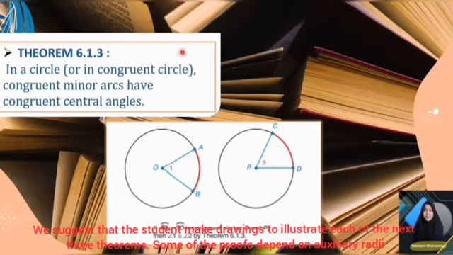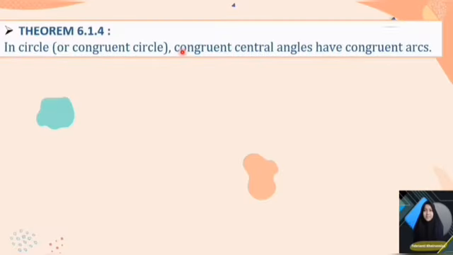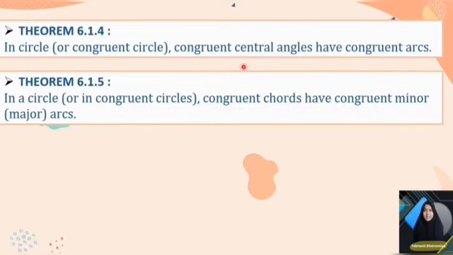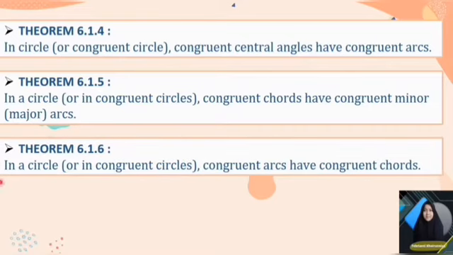Some of the proofs depend on auxiliary reading. Theorem 6.1.4. In a circle or congruent circles, congruent central angles have congruent arcs. And Theorem 6.1.5. In a circle or in congruent circles, congruent chords have congruent minor arcs. In Theorem 6.1.6, in a circle or in congruent circles, congruent arcs have congruent chords.